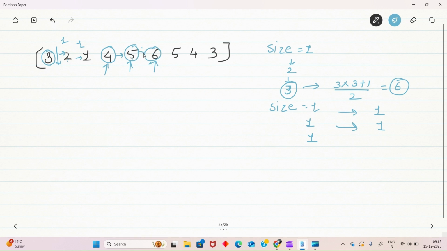It will check the previous one. Now here for 5 4 3, again what is our size? It is 4. So 4 into 4 plus 1 by 2, 10. Out of this it can form 10. Now what we have is the total, we will be adding all this.